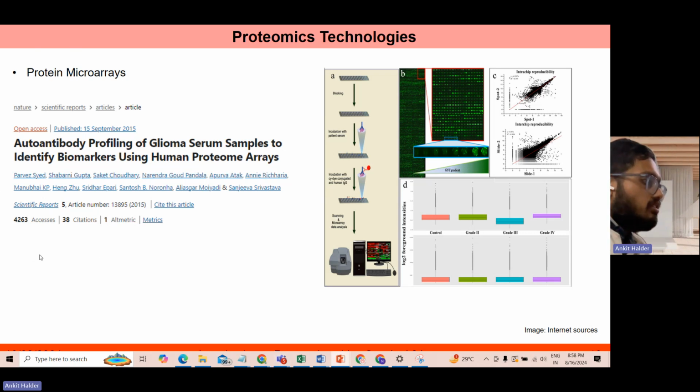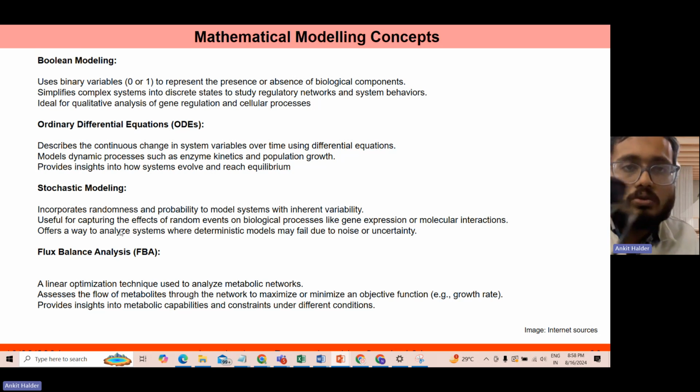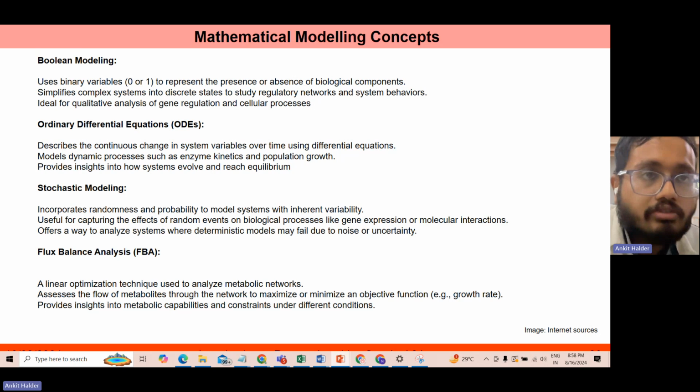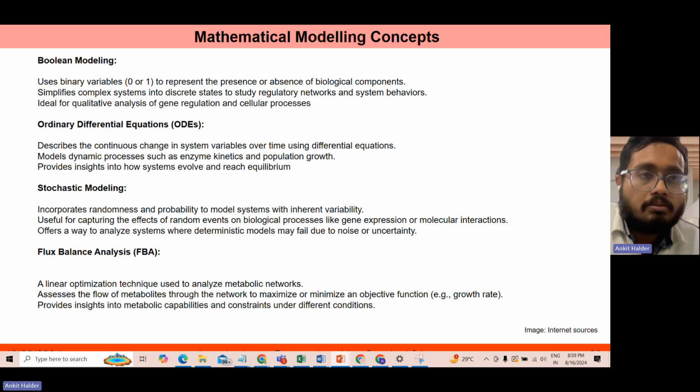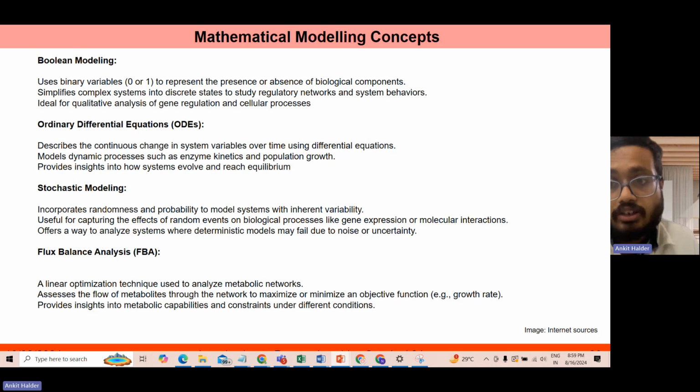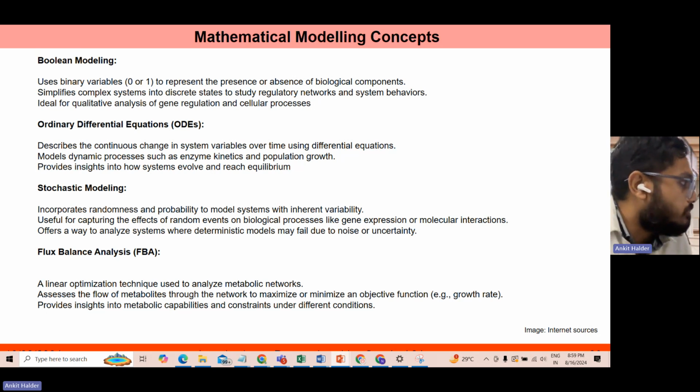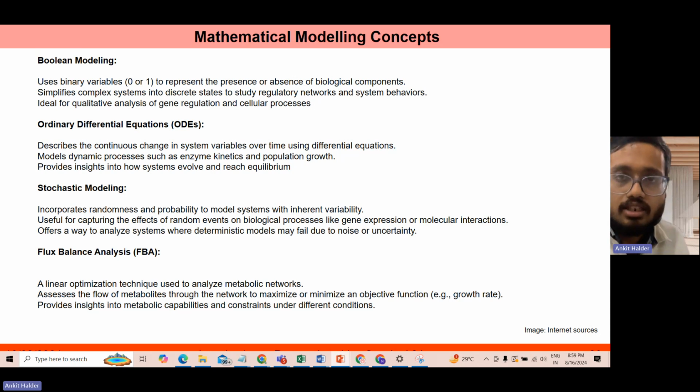Now if I just go to some of the concepts of mathematical modeling, specifically in terms of understanding when we are studying systems biology, what kind of modeling we need to do for understanding the mechanistic insights, as well as specifically if you want to design a particular network, construct a particular molecular network, how to do that. So first of all, Boolean modeling, which uses binary variables, that is 0 or 1, to represent the presence or absence of biological components.